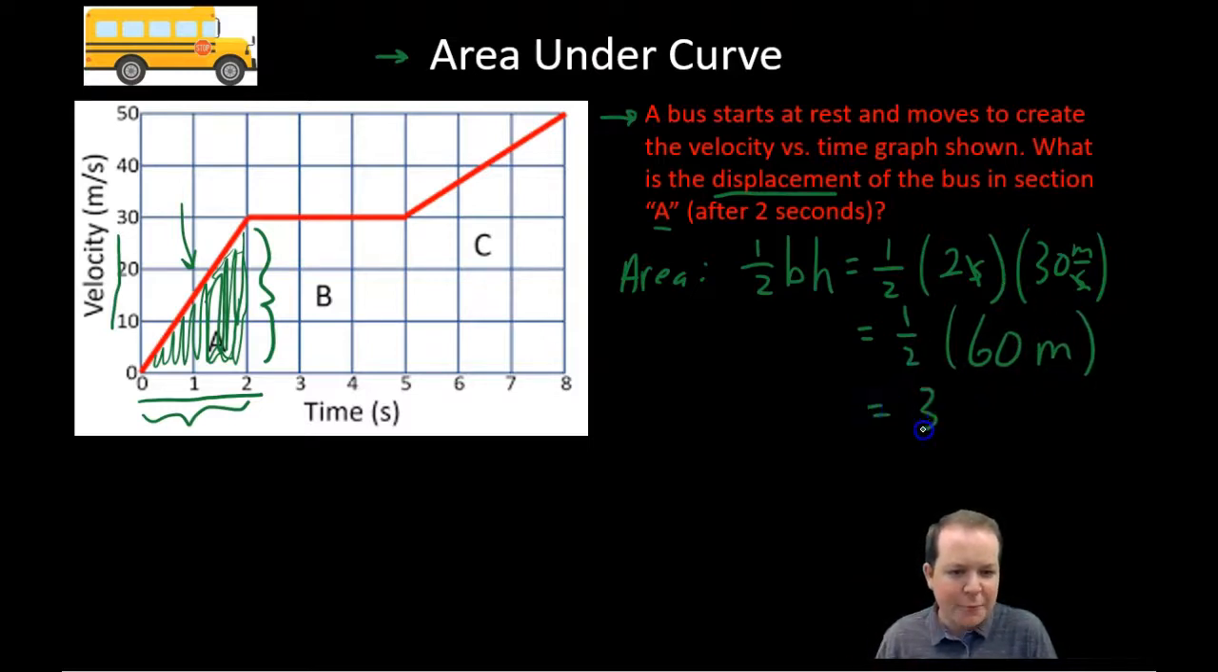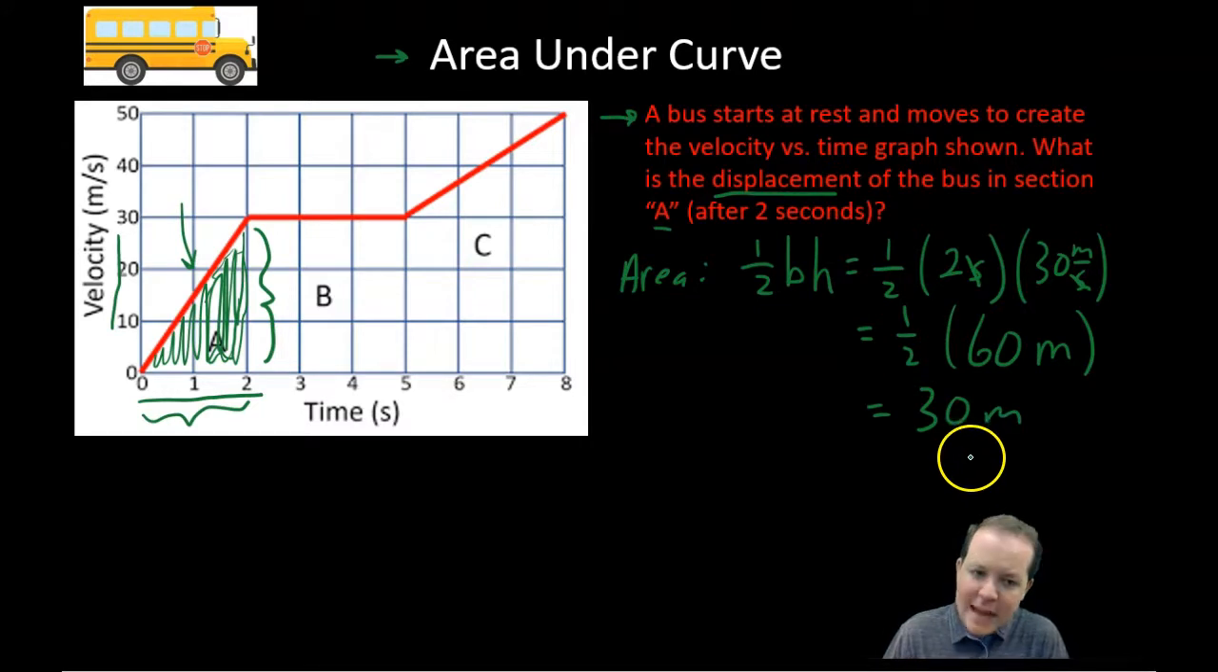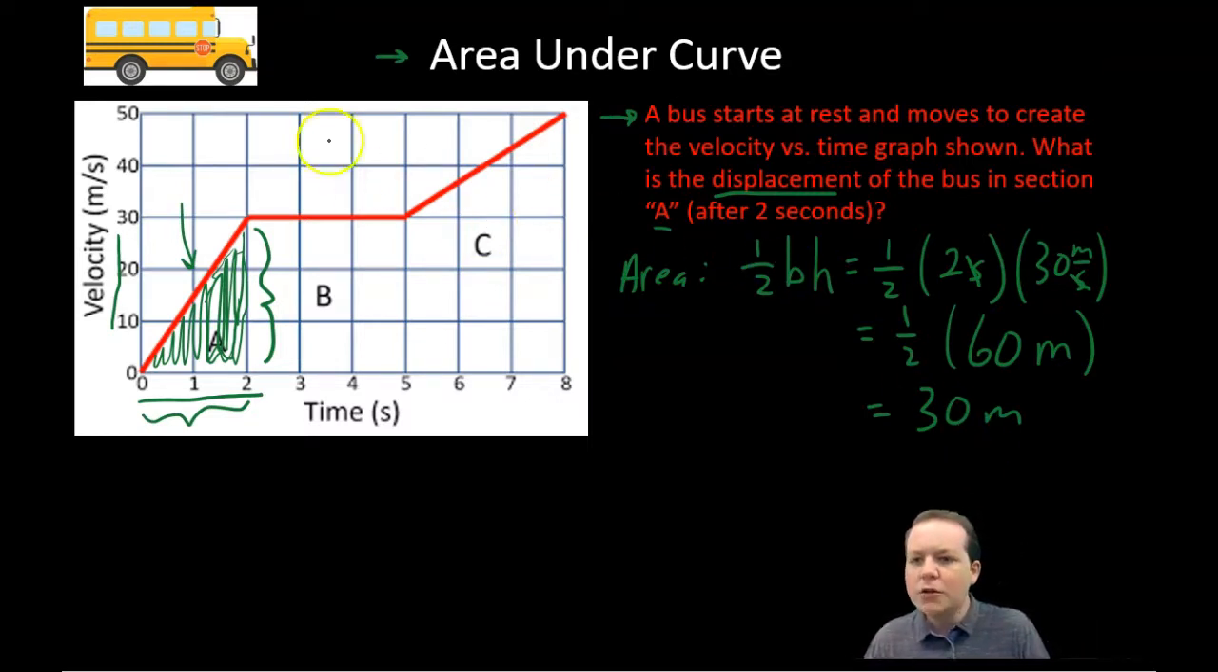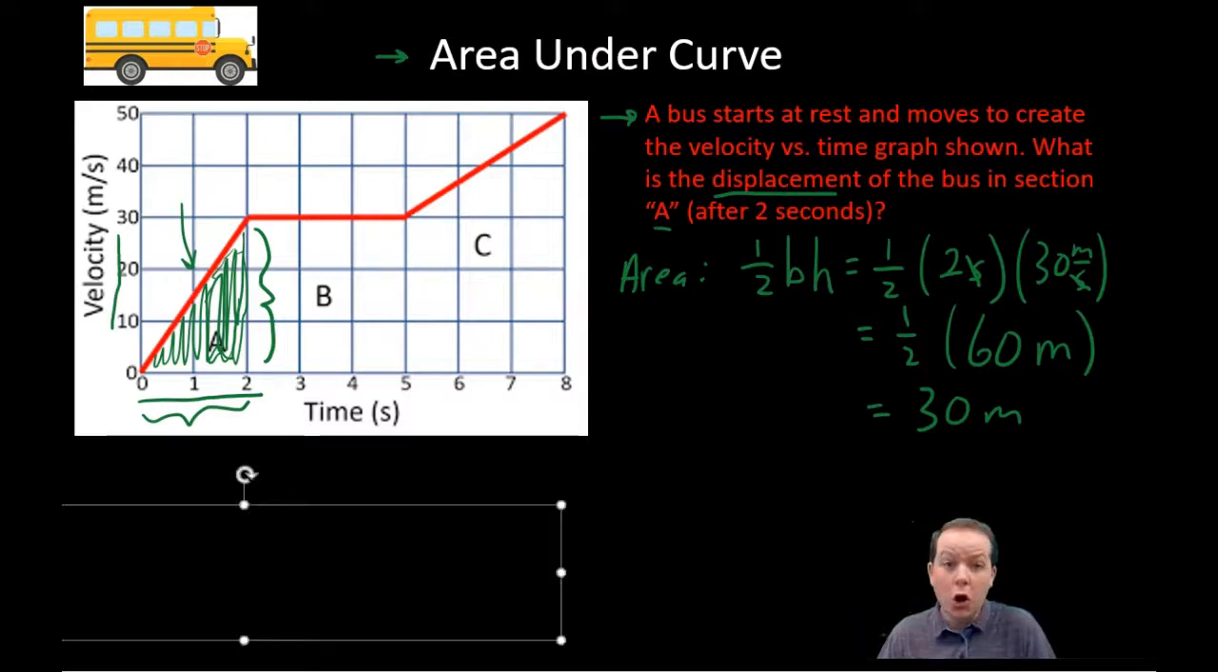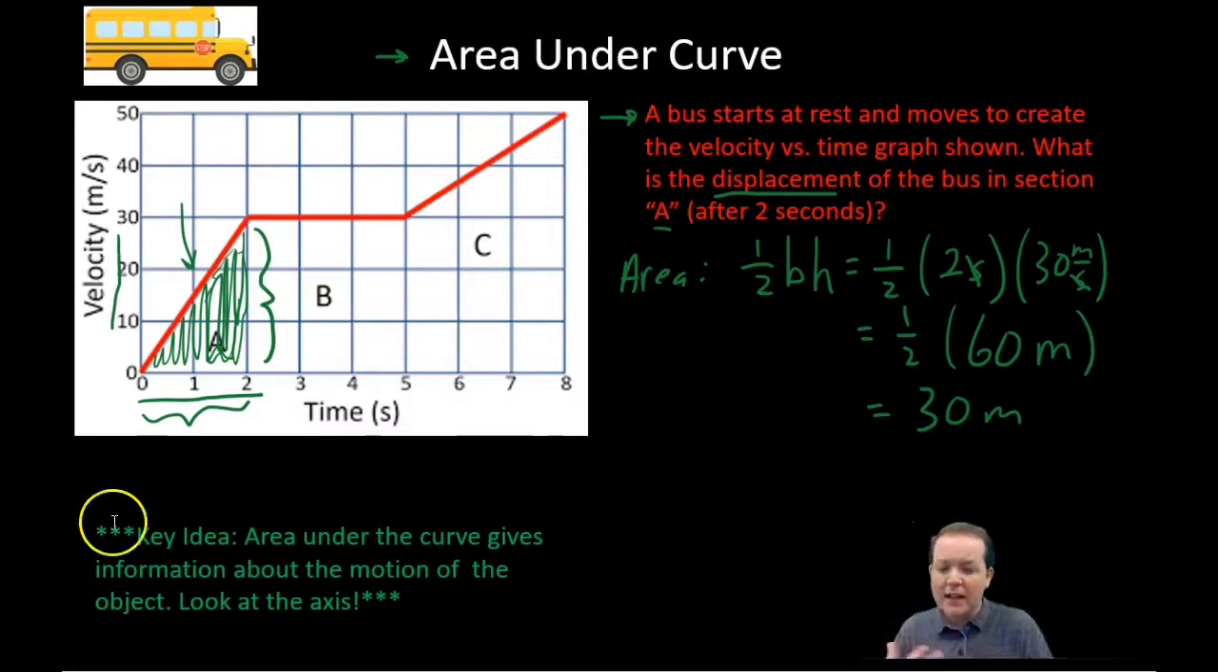And if I finish this math problem, the answer, finding the area under the curve, gives me an answer of 30 meters. What does that mean? This bus had a displacement. It traveled 30 meters. This is why finding the area is also powerful for graphs. Finding the slope can give you information, but finding the area under the curve can give you information as well. In this case right here, the area under the curve can give you data also.